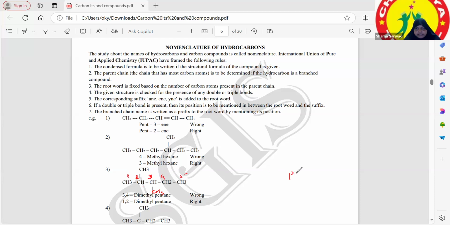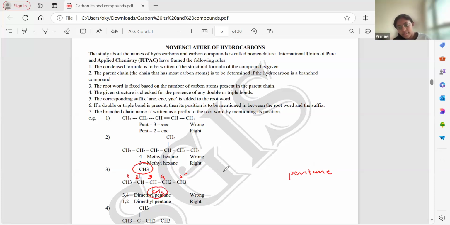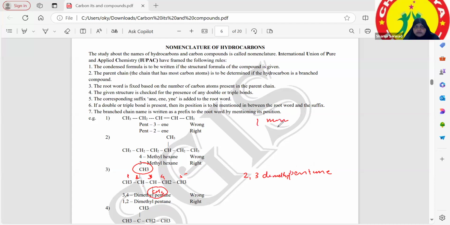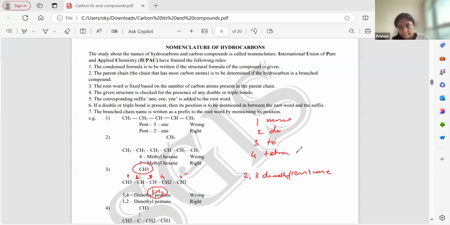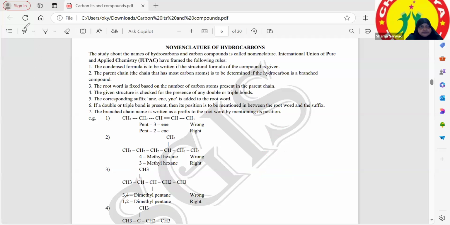Pentane will be the parent, right? You can see at the second position and third position, the same group is present. Then it would be 2,3-dimethylpentane. If 1, then it is mono. If 2 same groups, then it is di. If 3 same groups, then it is tri. If 4 same groups, then it is tetra. Already I told you this, isn't it? Clear? Yes, ma'am.